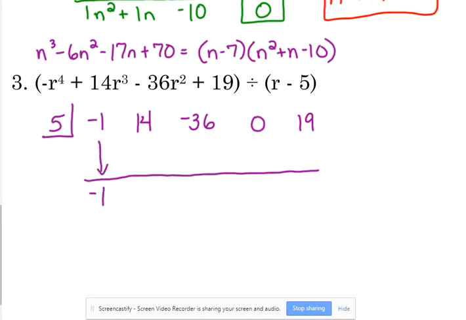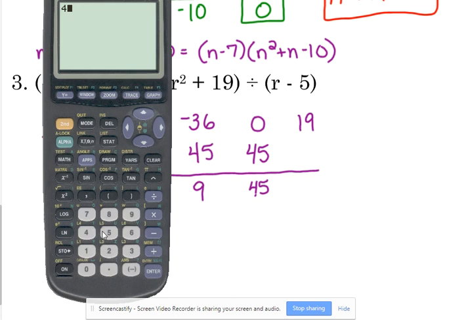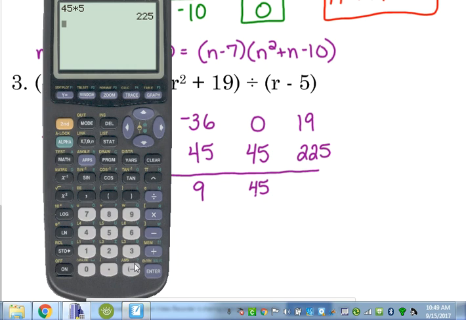Bring down the negative 1 this time. Negative 1 times 5 is negative 5. Add, we get 14 minus 5 is 9. Multiply, we get 45. Add, we get 9 again. Okay, multiply, we get 45. Add, we get 45. Multiply, I'm not going to risk doing that in my head. 45 times 5. 225? Yeah. Okay. 225 and add 19. 244.